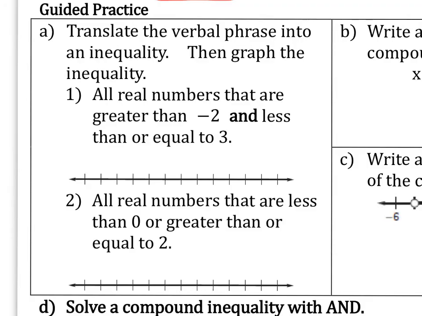Guided practice. Part A. Translate the verbal phrase into an inequality. Then graph the inequalities. All real numbers that are greater than -2 and less than or equal to 3. So this would be how you translate a verbal phrase into an inequality.